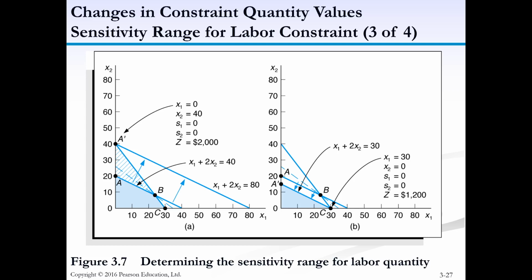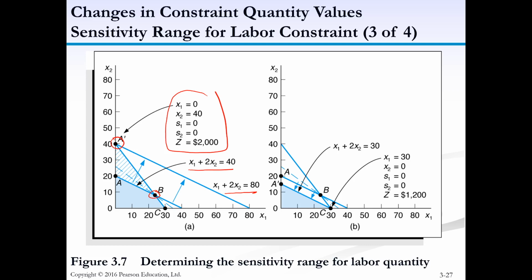As we can see, if we move further from x1 plus 2x2, the original constraint, equal to 40 to 80, the point B, which was here, now becomes a new point A prime, and the variable mix has changed here. X1 is now equal to 0, x2 has some positive value, S1 is equal to 0 and S2 is equal to 0. So this is the range to which we can increase the value of the right hand side of the first constraint.